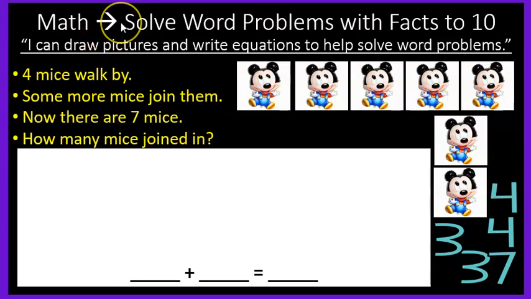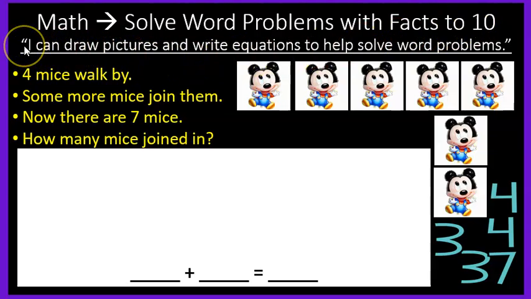Now, let's read this together. Read the title with me. Solve word problems with facts to 10. Okay? Now, you probably don't really understand what that title is, but the more we read it and the more you do these examples, you're going to really understand what this title says.